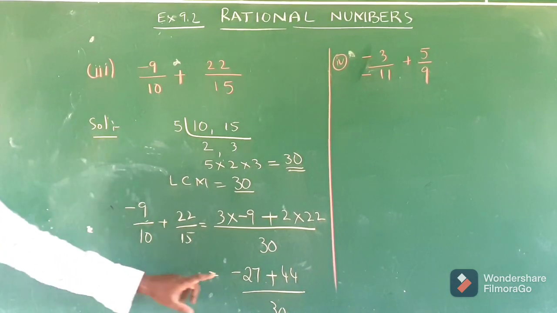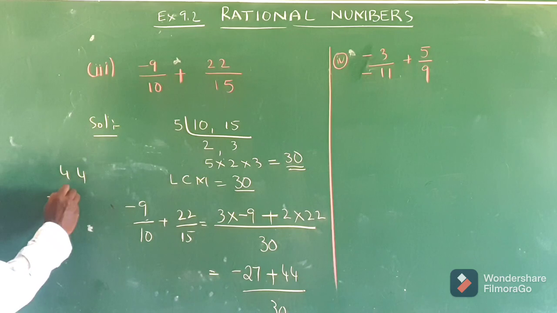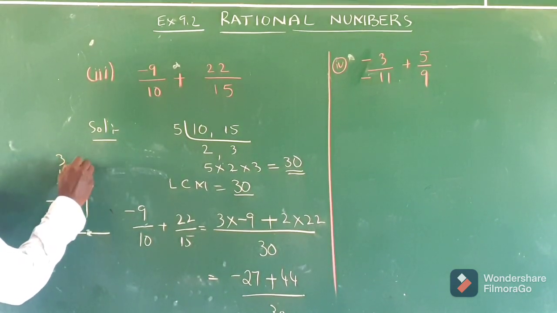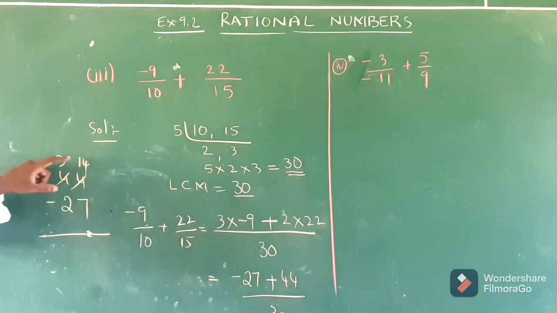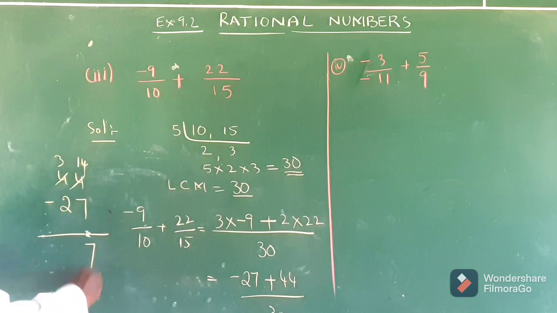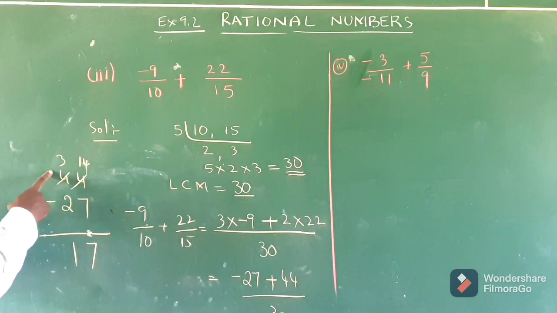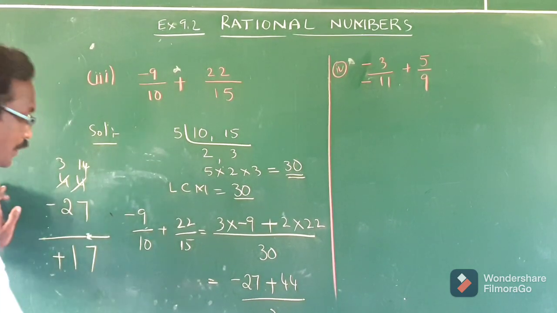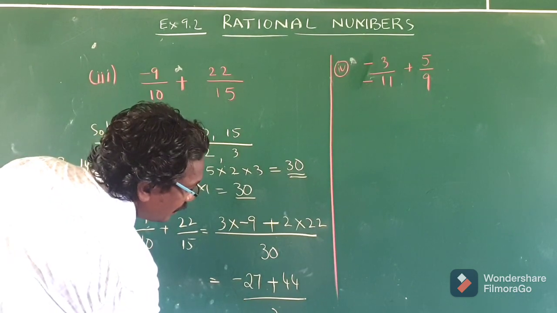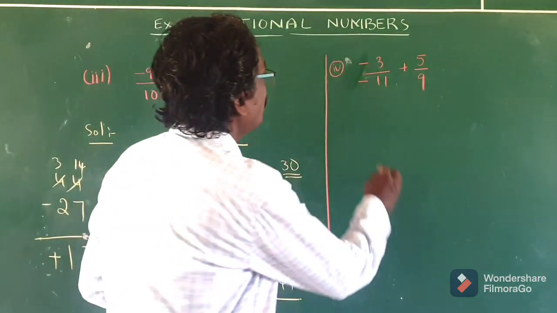Now see here, minus plus. That means 44 minus 27. Here 4 becomes 3, this is 14. So 14 minus 7, how much? 7. 3 minus 2, 1. So the big number is before plus, so the sign is plus. That means plus 17 by 30. Okay. So now see, same way, second question.